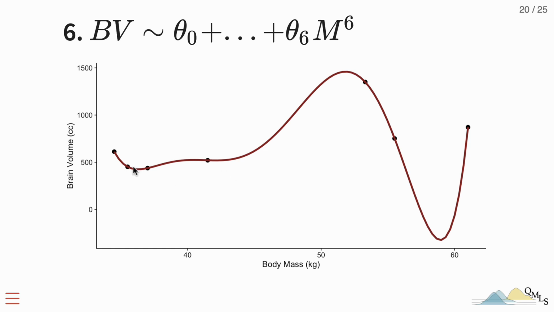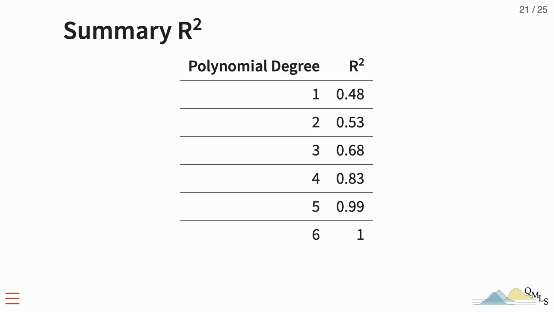You can see this very strange relationship where we're predicting that brain volume is first going to increase, and then as you get bigger, it's going to go way down and then come back up again. So obviously not very biologically realistic. But again, this is not something you would do, but you might keep adding more and more predictors. And as you do that, you will see that your R squared goes up. And that's what we can see here. It goes up from 0.48, about half the variation, to 100% of the variation.